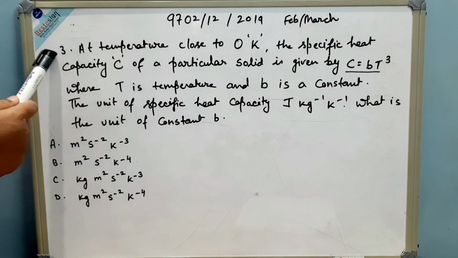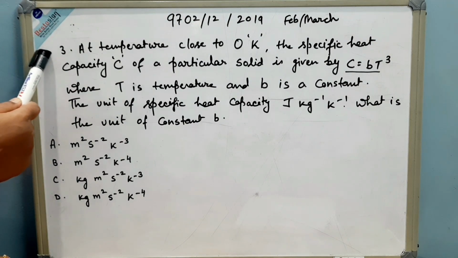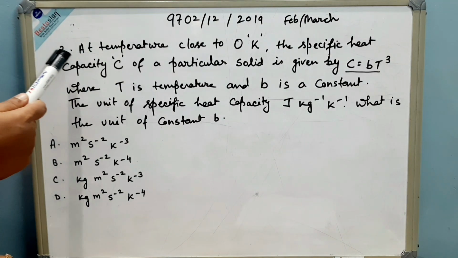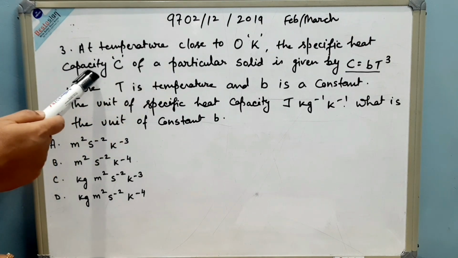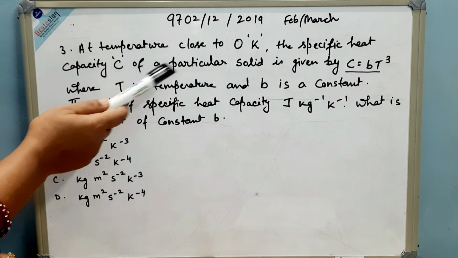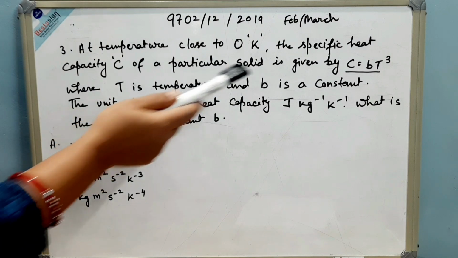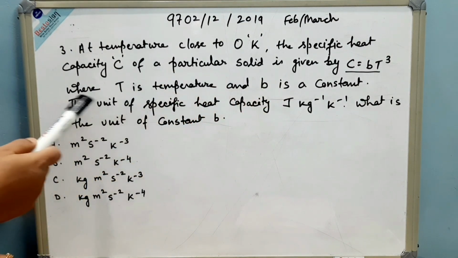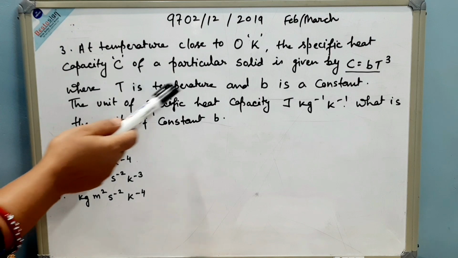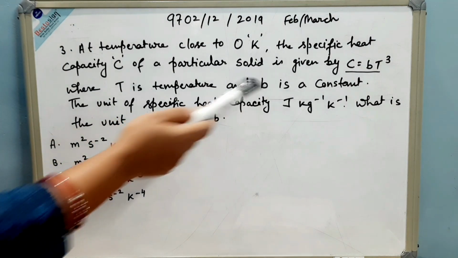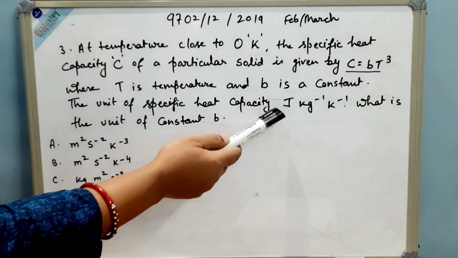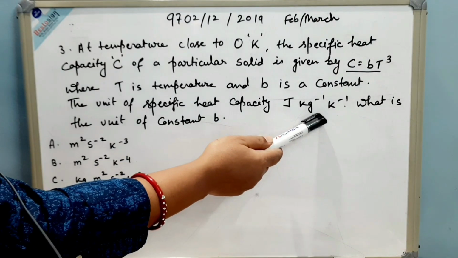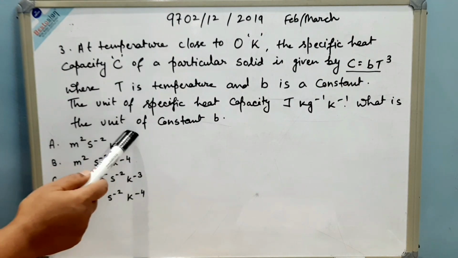This question is from 9702, paper 1-2 from 2019, Feb-March. The question is, at temperature close to 0 Kelvin, the specific heat capacity C of a particular solid is given by C is equal to BT cubed, that is the equation where T is temperature and B is a constant. The unit of specific heat capacity is given here, that is joule per kg per Kelvin. What is the unit of constant B?